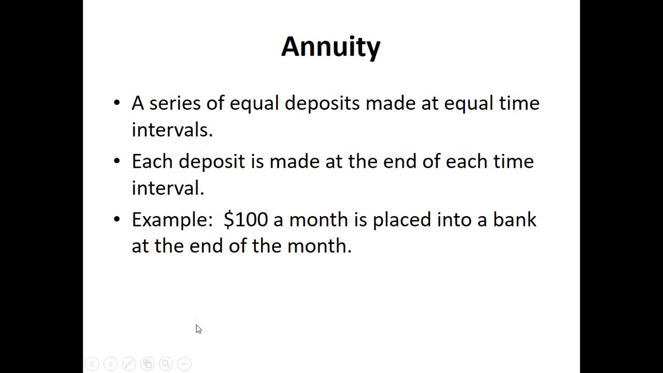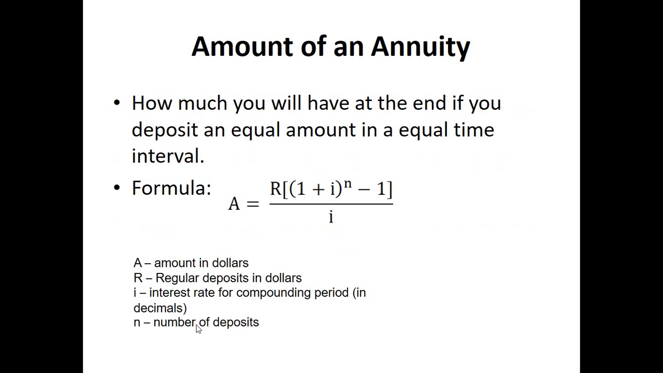Here I'm going to talk about the amount of an annuity and the formulas associated with it. So what is an annuity? It's a series of equal deposits made at equal time intervals. Now, each deposit is made at the end of each time interval. Example, $100 is placed into the bank at the end of each month. So at the end of each month, you're going to place $100 into the bank.